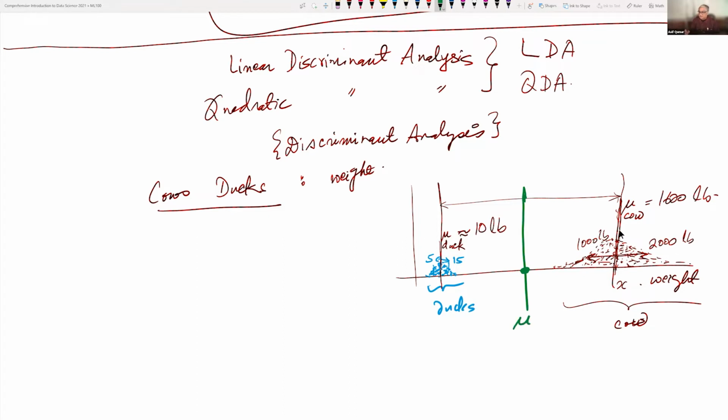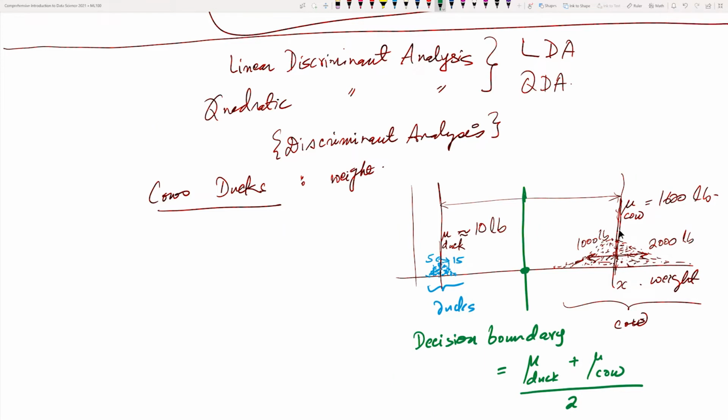So the decision boundary is at mu of the duck, the center of the duck hill, plus the center of the cow heap, divided by 2. Would you agree? I hope this is simple intuition. Just go and pick the midpoint between the two hills.